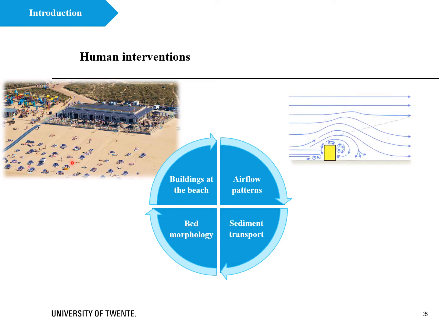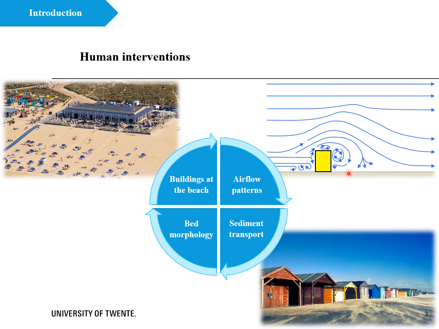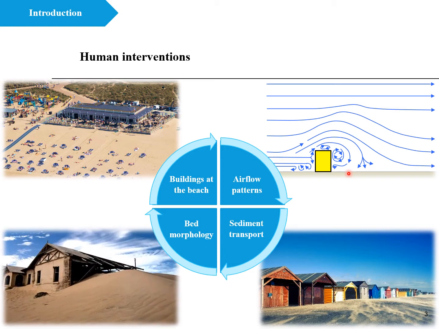beach-dune interface. Buildings at the beach-dune interface create obstacles for wind flow, and as you can see in this figure, they change the local airflow patterns around the structures. These perturbed airflow patterns alter sediment transport pathways and bed morphology around the structures. In a longer time scale, it causes the reformation or the migration of an existing sand dune.